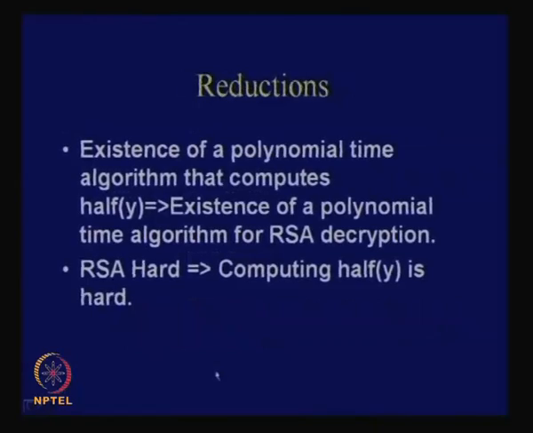What we have done till now is that we shall assume that there is an algorithm which is able to calculate this half y value, and we shall show that in that case we are able to find out the value of x, that is, we are able to ascertain the value of the plain text. So that means we are able to do the RSA decryption. We are not showing that we can factor n, what we are showing is that we can actually determine the value of x, that is, we can decrypt y.